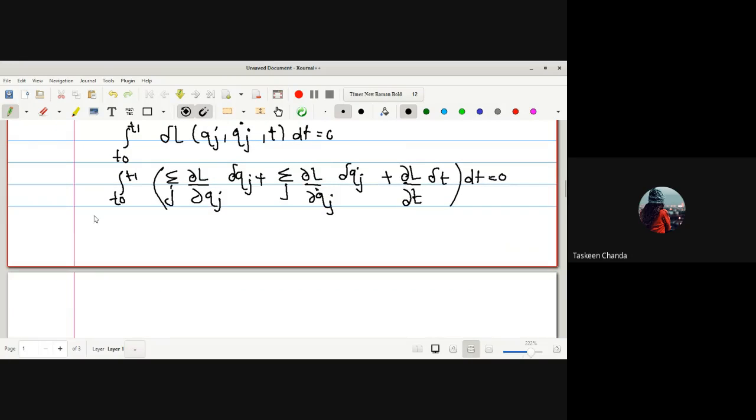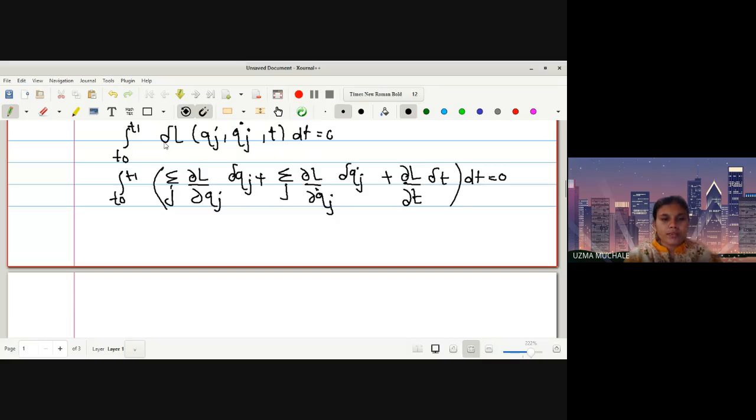No, ma'am. How did you find this? We have to use the chain rule. If you want to find the delta variation, first you have to differentiate L with respect to Qj, then find the delta variation in Qj. Or if you want to find it with respect to alpha, it is ∂L/∂Qj with respect to alpha, ∂L/∂Qj dot with respect to alpha, and L with respect to T with respect to alpha. Right?